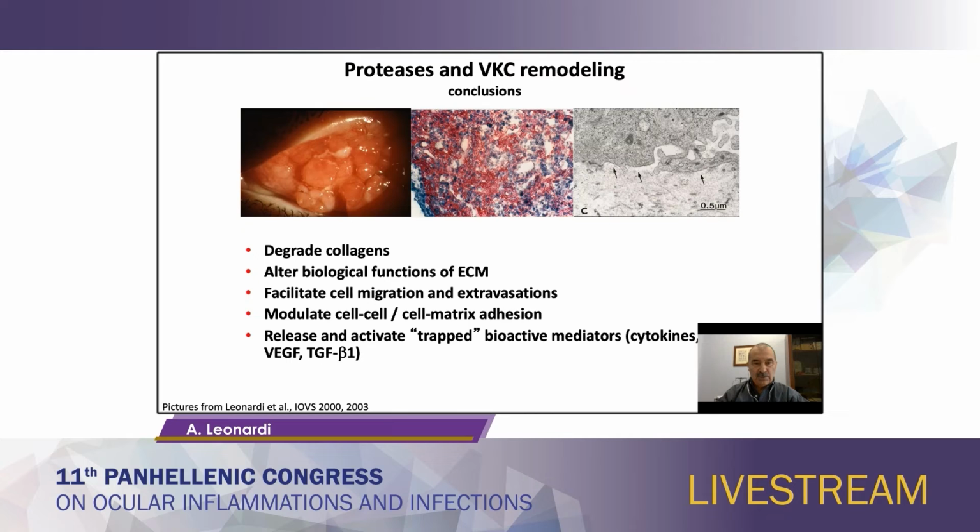So for this part of my talk, the proteases are taking place in the remodeling process because they degrade the collagens, they alter the function of cellular matrix components, they facilitate cell migration and acceleration, modulate cell-cell interaction and cell-matrix interaction, but also release and activate several growth factors and mediators that are trapped in the tissue.